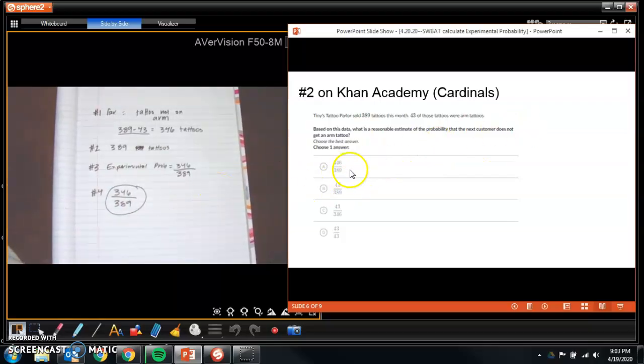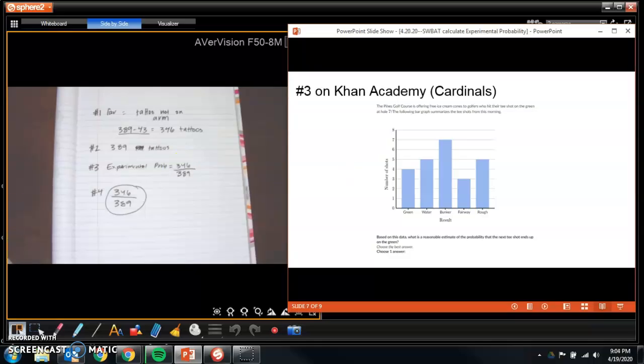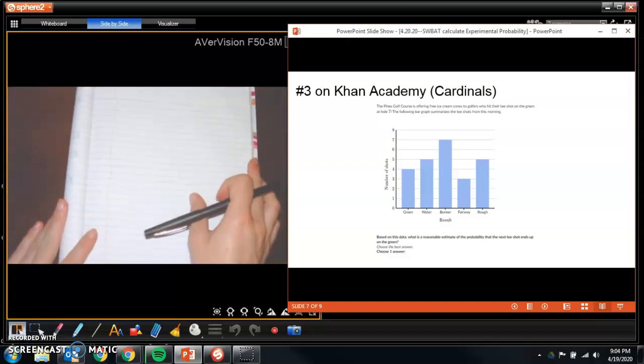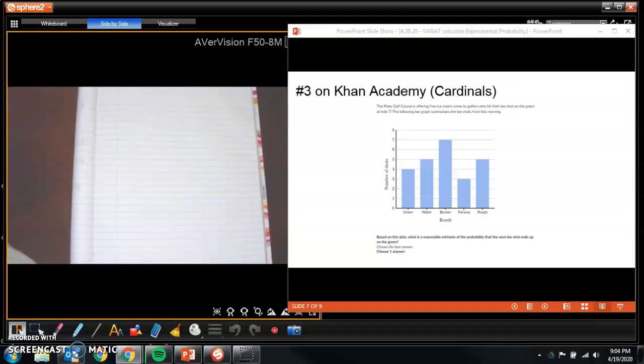Okay. Moving on, Cardinals, to problem number 3. Hopefully all of us have this written down because now we're moving on. Okay, problem number 3 reads, the Pines Golf Course is offering free ice cream cones to golfers who hit their tee shot on the green at hole 7. The following bar graph summarizes the tee shots from this morning.